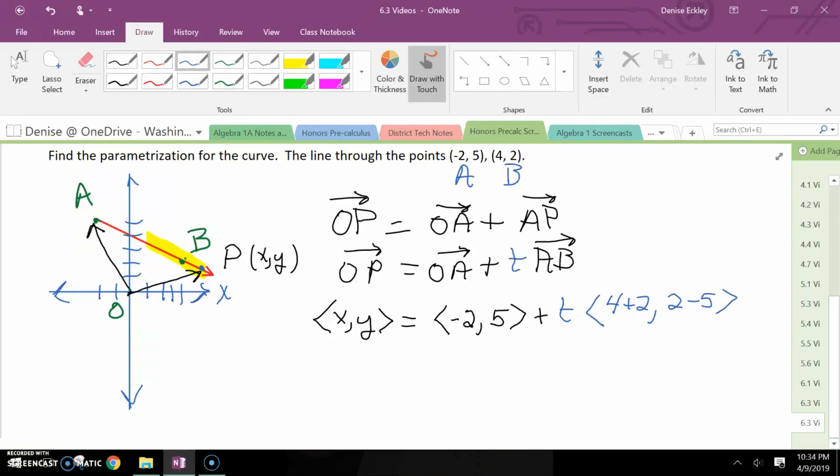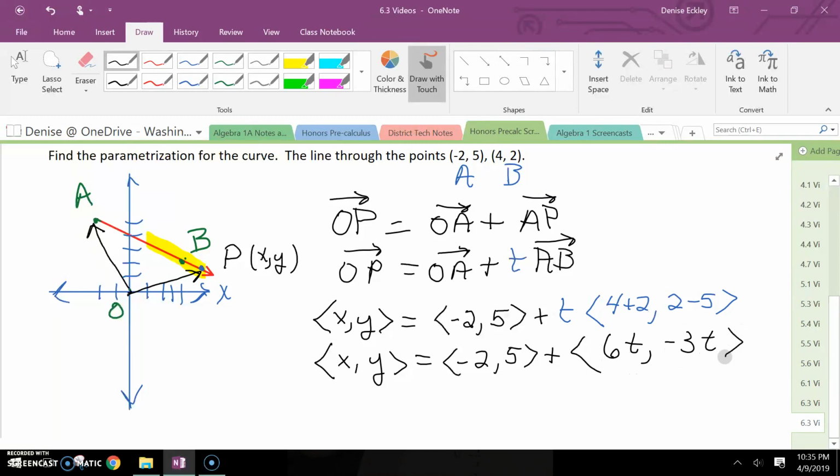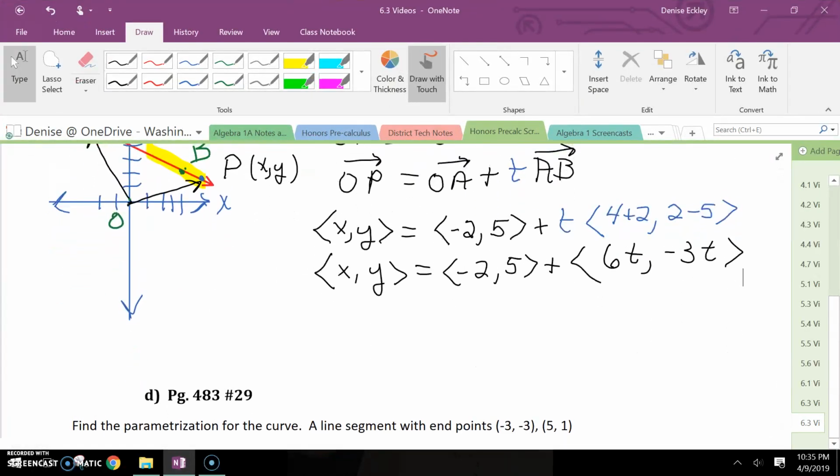So simplifying this, I get that my resultant vector will be my OA, which is negative 2, 5, plus I have the vector 6t and negative 3t for components. Adding these two together, I get (6t minus 2) and negative 3t plus 5.